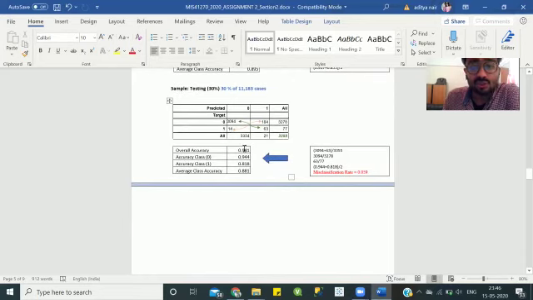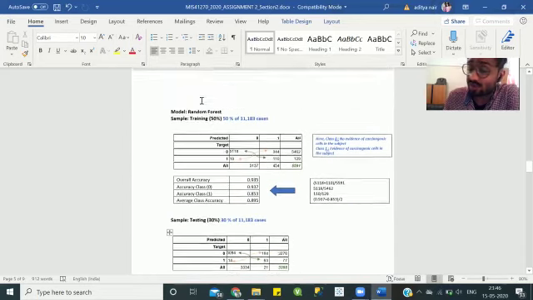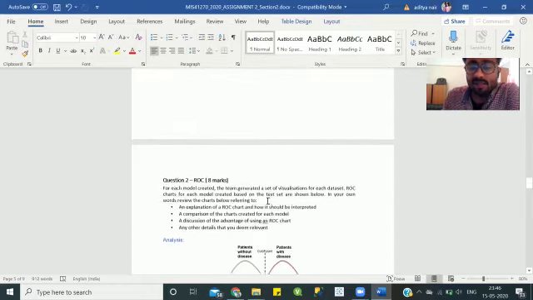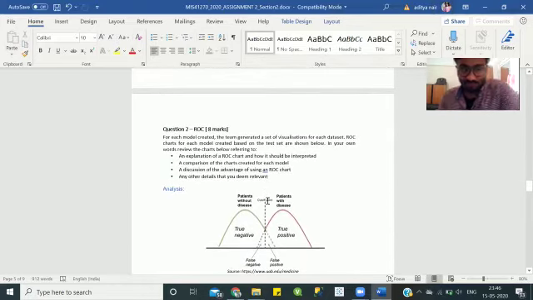Coming down to the testing data of the random forest algorithm, the misclassification rate is so far the highest at 0.059, using the same formula as I have shown you before. Now, coming down to question number 2. Basically, ROC.